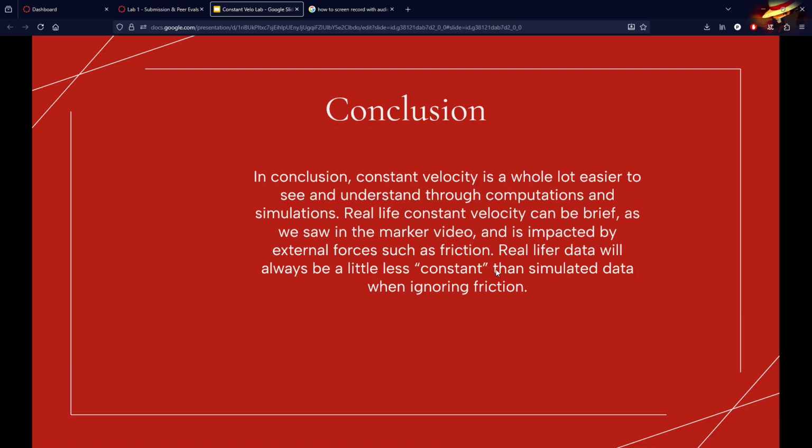In conclusion, constant velocity is a whole lot easier to simulate, and that's just true. Real life constant velocity can be brief, as we saw, so it'd be easier to see on computer simulations, but real life data will always be a little less constant than simulated data when ignoring friction. And that's it.